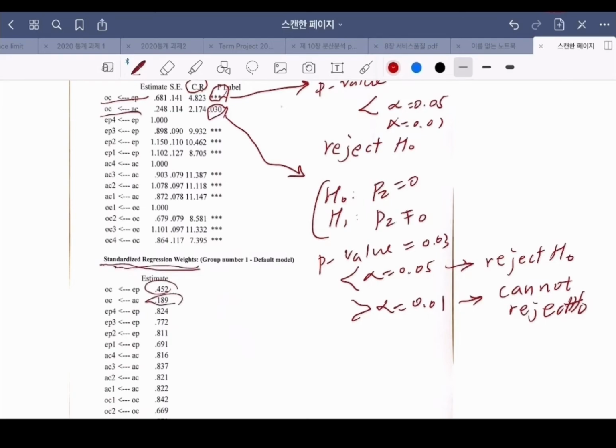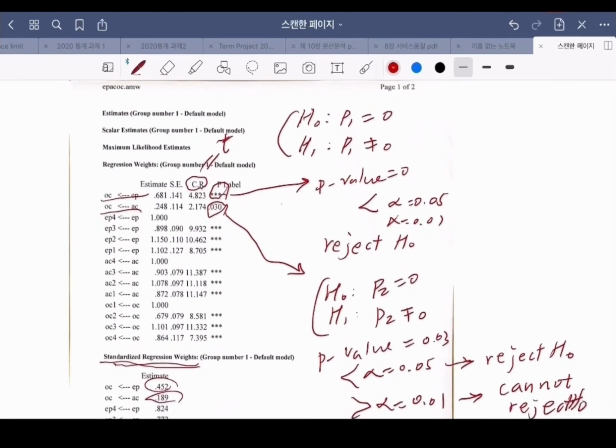Let me clarify this. EP, AC, OC. This one is P1 and this one is P2. I mean the coefficients.